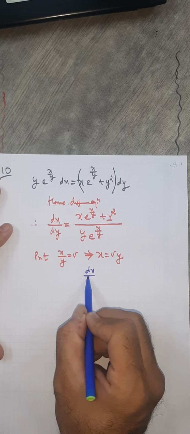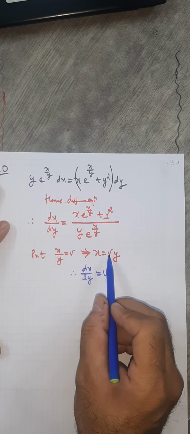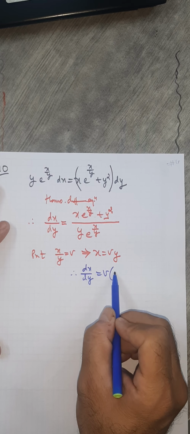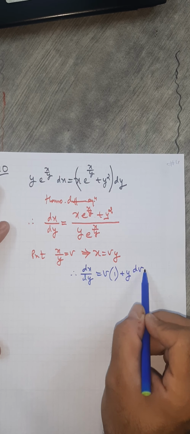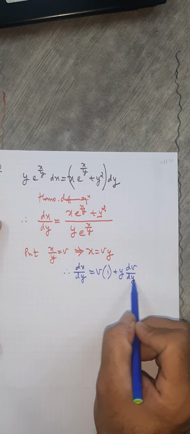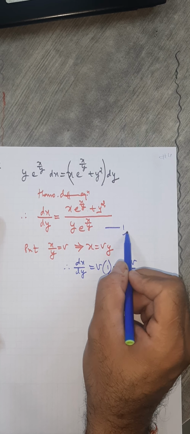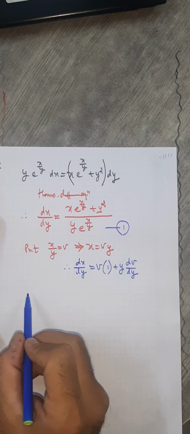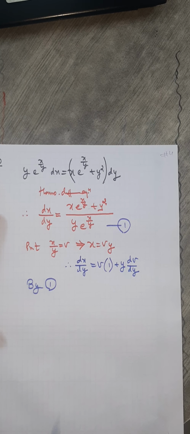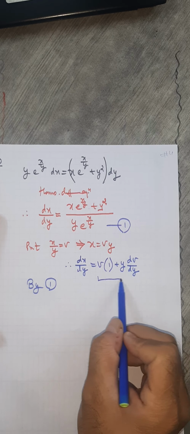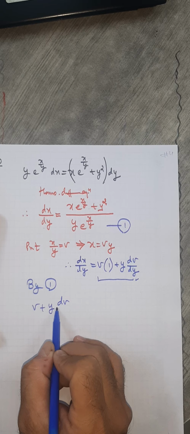So dx by dy: v as it is, differentiation of y with respect to y is 1, y as it is, derivative of v with respect to y, dv by dy. Call this as 1. We use this, so by 1, the left hand side is replaced by this much, remember. v plus y into dv by dy.